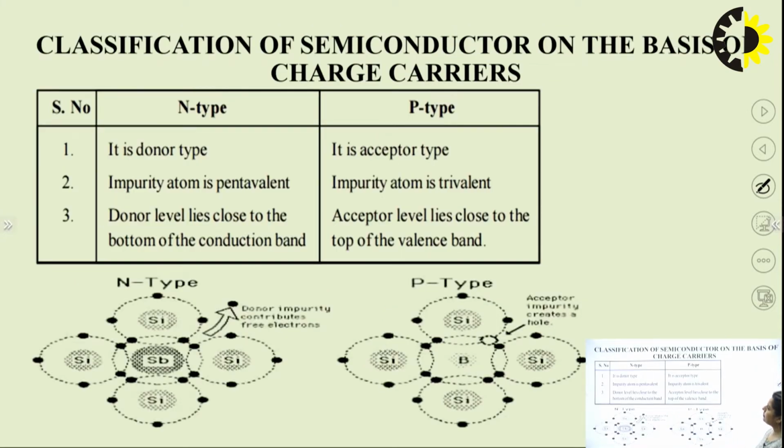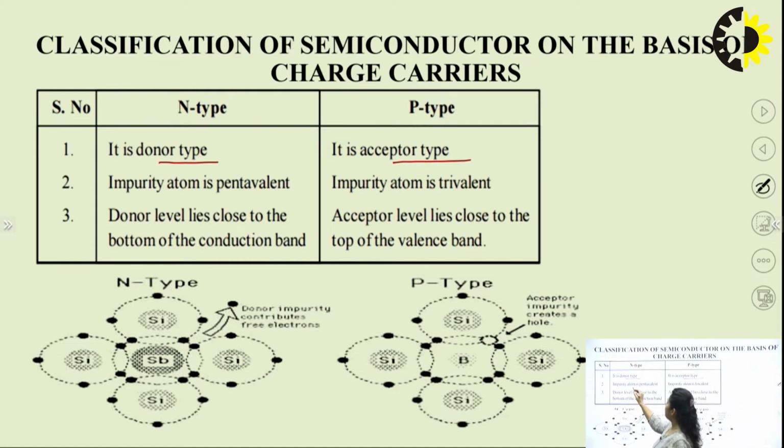Now, classification of semiconductors on the basis of the charge type. How can we classify the semiconductor on the basis of the charge type? It can be n-type or p-type. As I have told you, n-type is a donor type of impurity because it donates electrons into the conduction band. A p-type is the acceptor type of impurity. It will accept the electrons from the band and create the vacancy there.